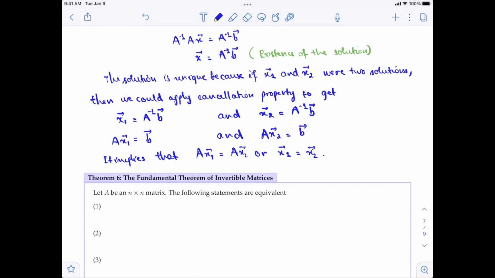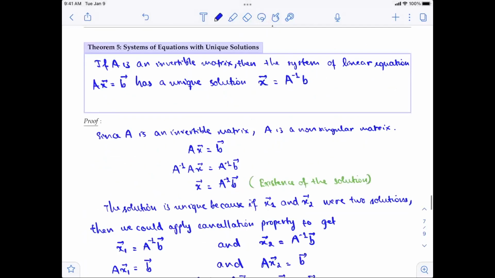Okay. So we conclude that if A is an invertible matrix, then the system of linear equations of the form AX equal to B has a unique solution, and the unique solution is of this form. Sorry, I forgot the vector B here.